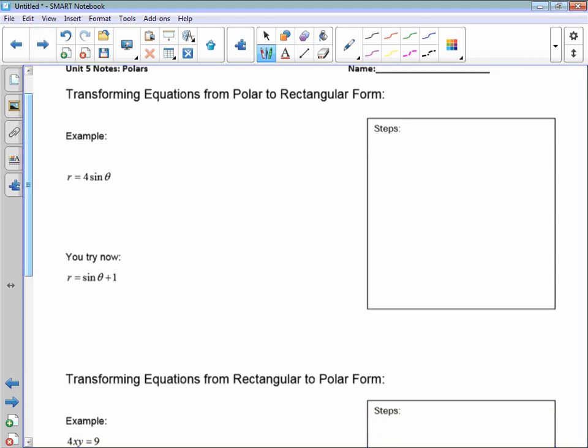Okay guys, we did points from rectangular to polar and back. Now we're actually going to transform equations back and forth, okay? Over here we've got this little box that says steps. I'm going to change this to stuff we know.